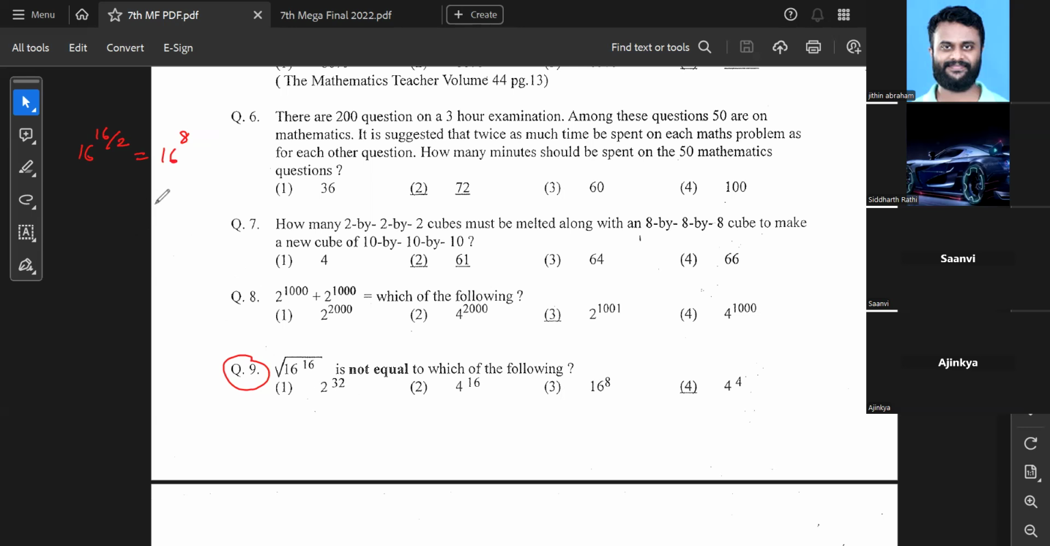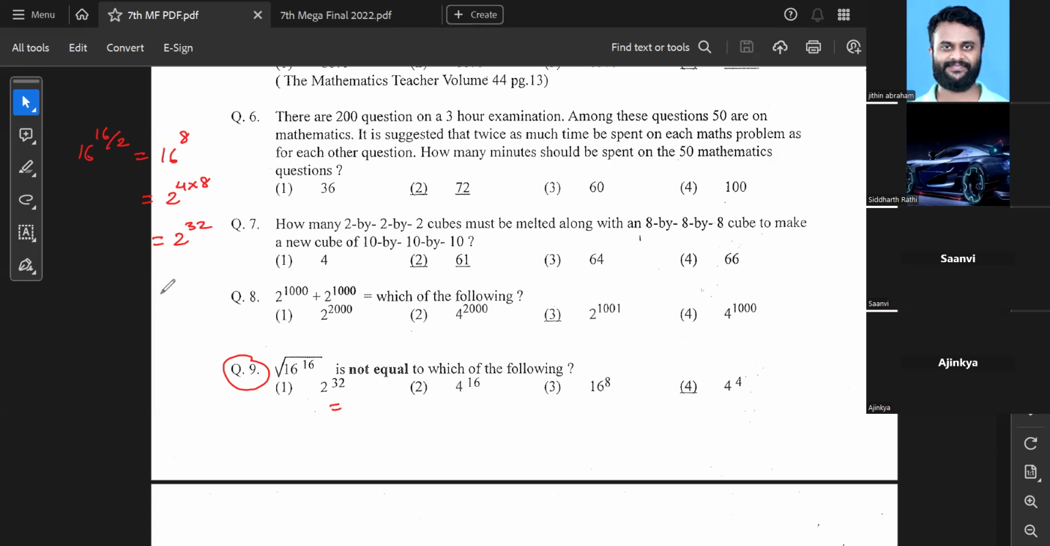First option check karte hain. First option is 2. 16 can be written as 2 raised to 4. Then 8 additionally. 4 into 8 is 2 raised to 32. Which means the first one is equal. See, we need to find which is not equal. So first one is equal. Let's go for the second one.